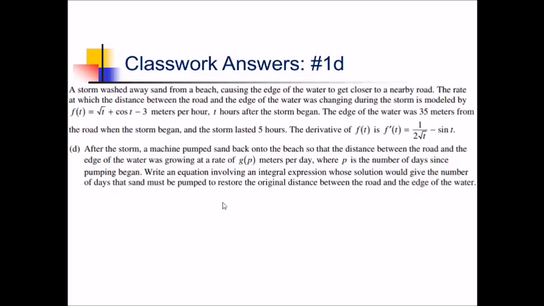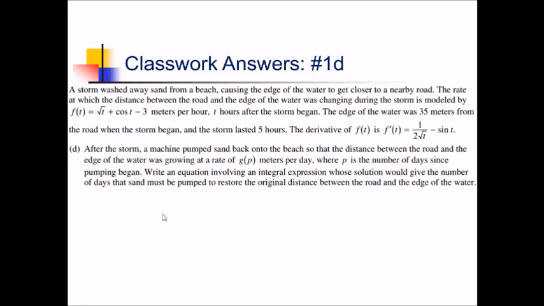For this last part of the problem, which is kind of wordy: after the storm, a machine pumped sand back onto the beach, so the distance between the road and the edge of water was growing at a rate of g of p meters per day, and p is the number of days since the pumping began. Given this, we want to write an equation with an integral expression whose solution gives us the number of days that sand must be pumped to restore the original distance between the road and the edge of the water.